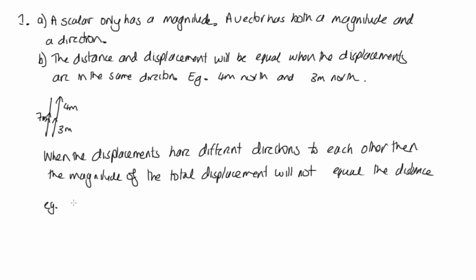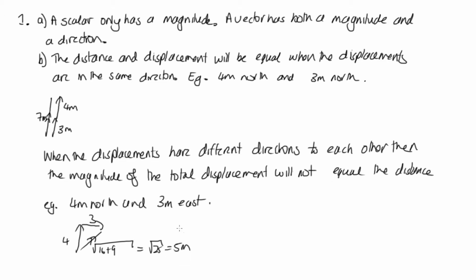So an example of this, we could have 4 meters north and 3 meters east, in which case we have 4 there and then 3 here. So the magnitude of the displacement is given by this vector here, which we can work out with Pythagoras. So that's the square root of 4 squared, which is 16, plus 3 squared, which is 9. So that's the square root of 25, which is 5 meters. Whereas the distance here would be, like it was up here, 4 meters plus 3 meters. So the total distance traveled is 7 meters.